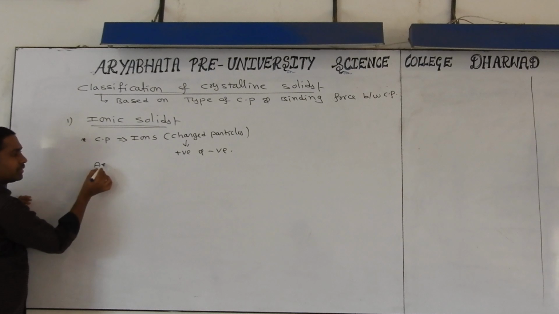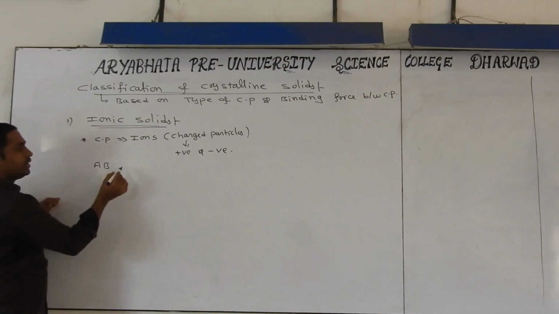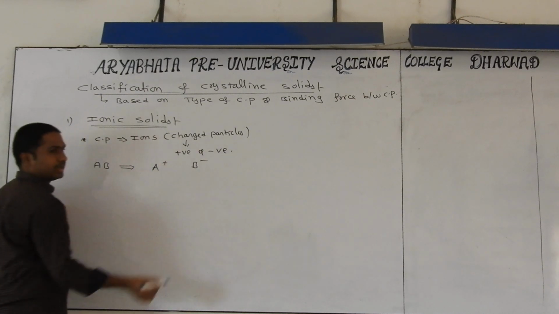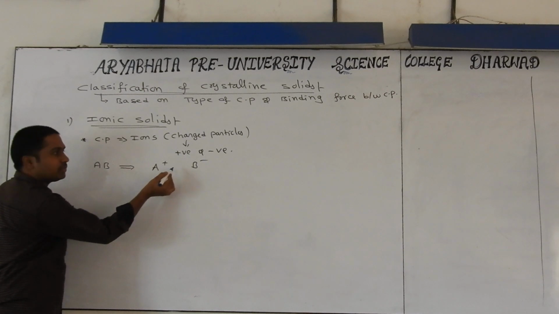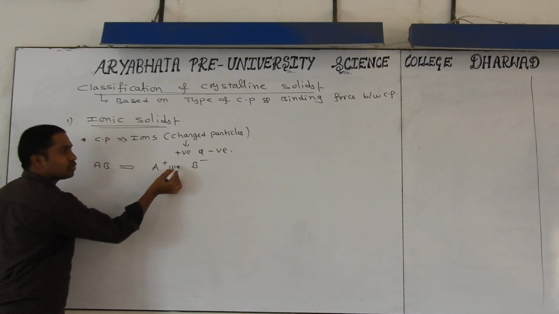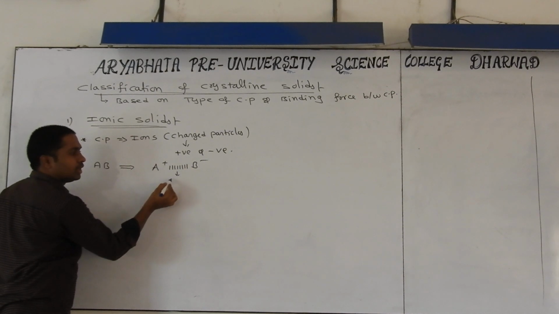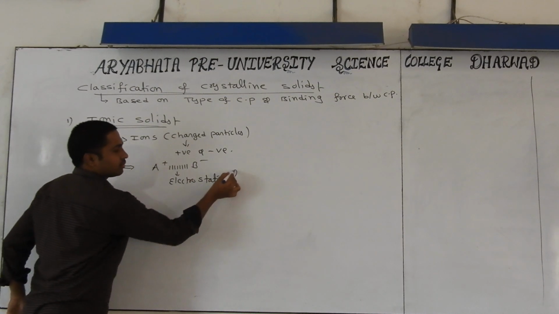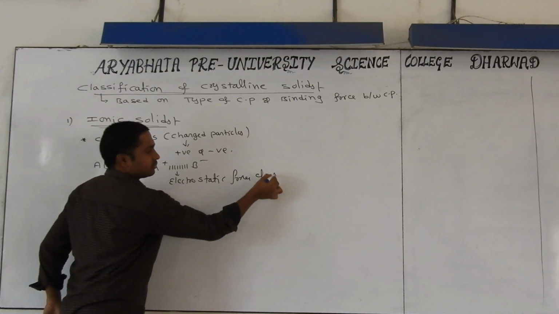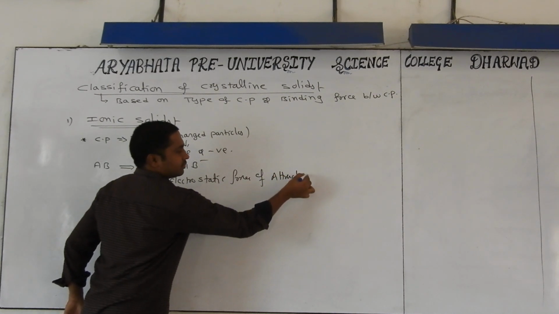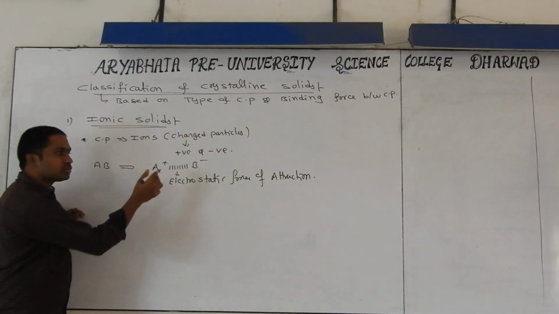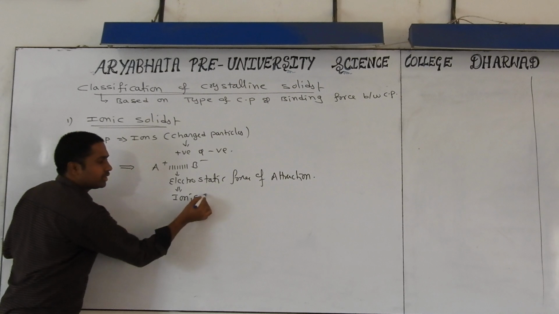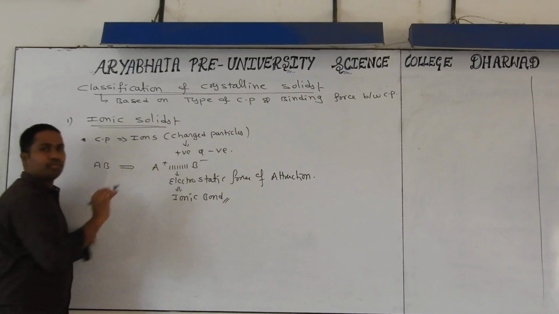For example, I am taking AB as the ionic solid. In an ionic solid, what are the constituent particles? A plus and B minus. You know very well they are oppositely charged particles, that's why between them a strong force of attraction will be operating. A strong electrostatic force of attraction. Okay, between ions a strong electrostatic force of attraction is also called an ionic bond. This is important for competitive examinations.